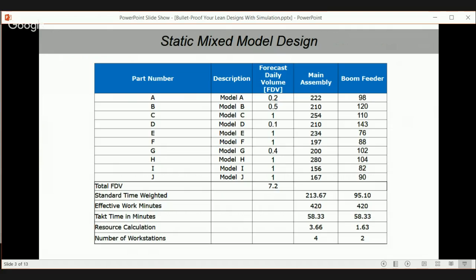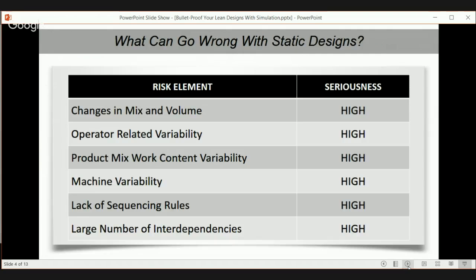So easy enough, right? It could take weeks and weeks or longer to gather all this data and do this analysis, especially if you have lots of products. But that's the static line design methodology. That's a great starting point, and this is what we do, right? Great starting point, but it's not going to get you all the way there. By all the way there, I mean all the way to a robust line design that can handle variability, handle changes in the mix, changes in the volume, etc.